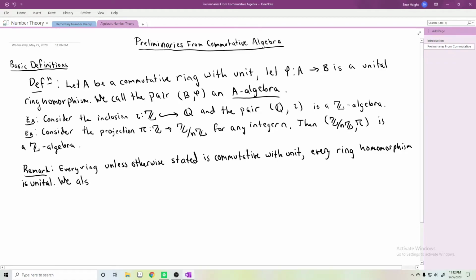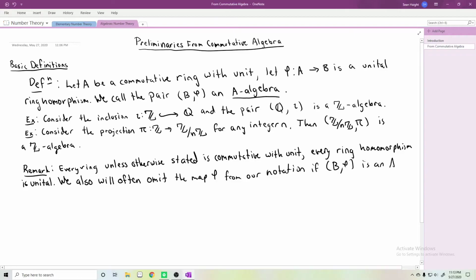Okay. We also will often omit the map. So if B, phi is an A-algebra, we often just refer to it as B, where the map phi is implicit. Okay.